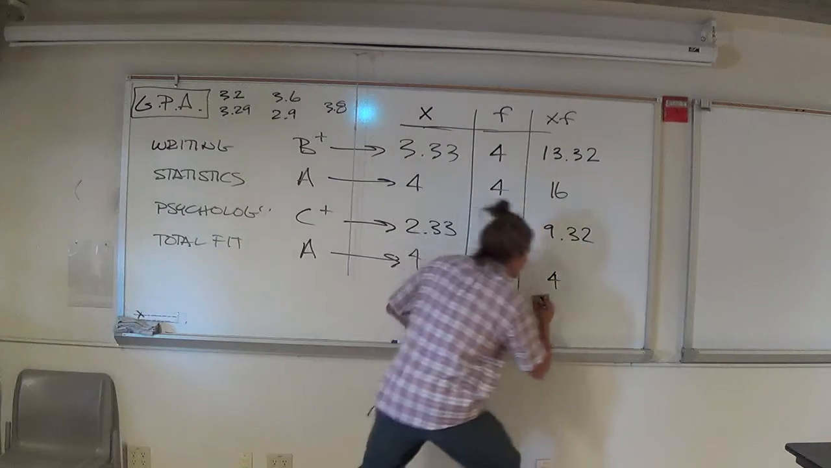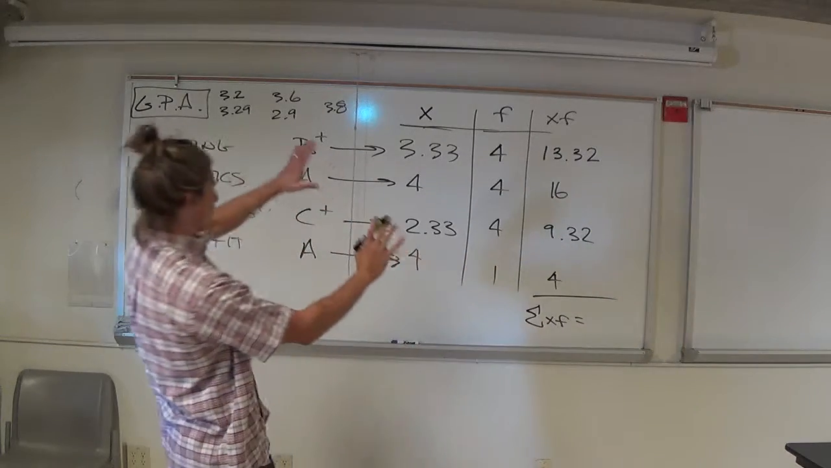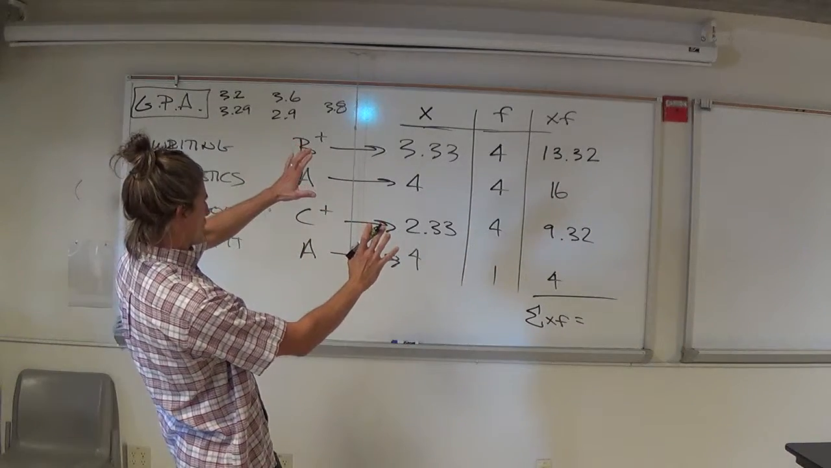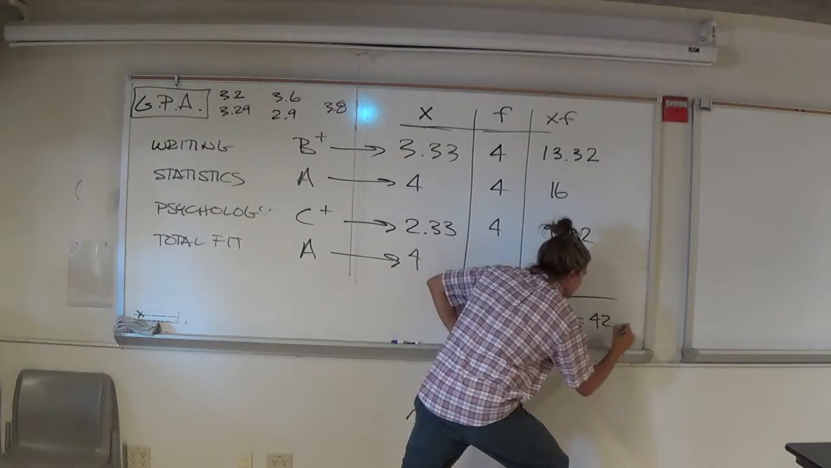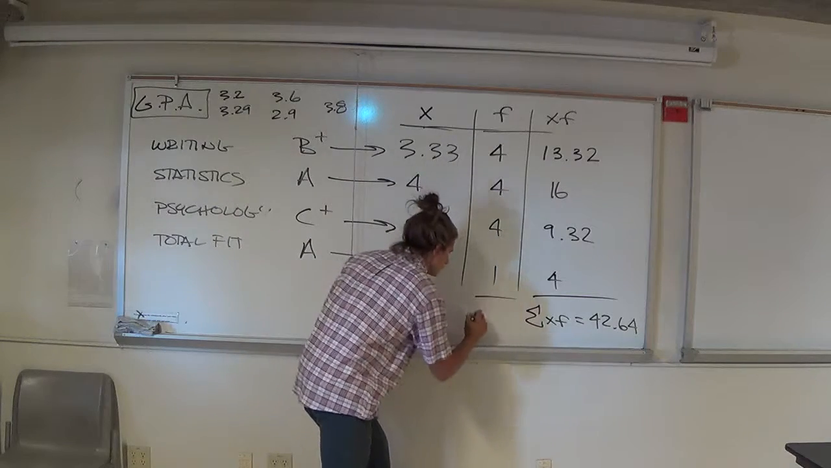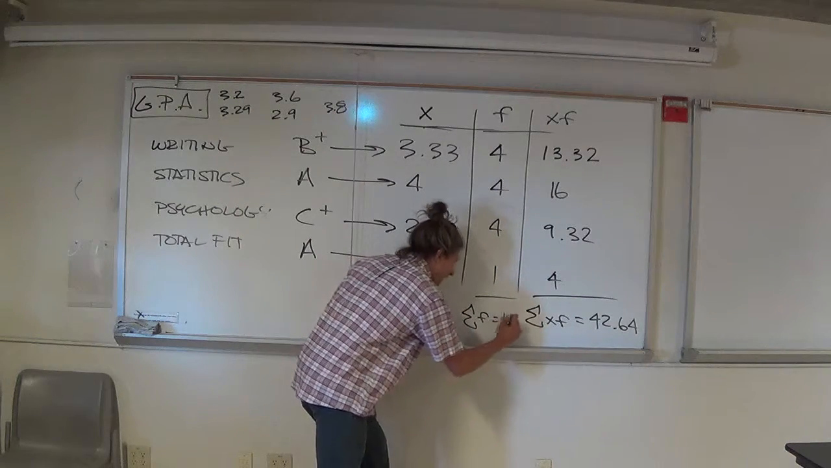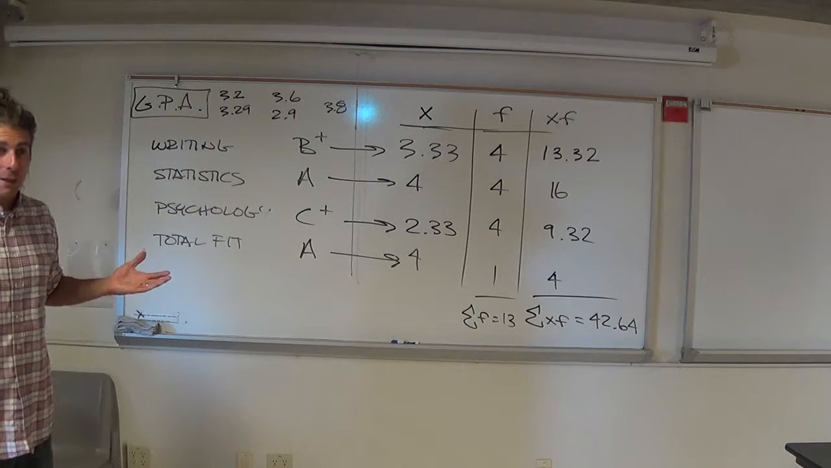We need to sum both these columns up. XF, 42.64. Thank you. 42.64 over, was that 13? Sure is. Taking 13. That one I can do. 3.28. And I think we got it now, don't we?